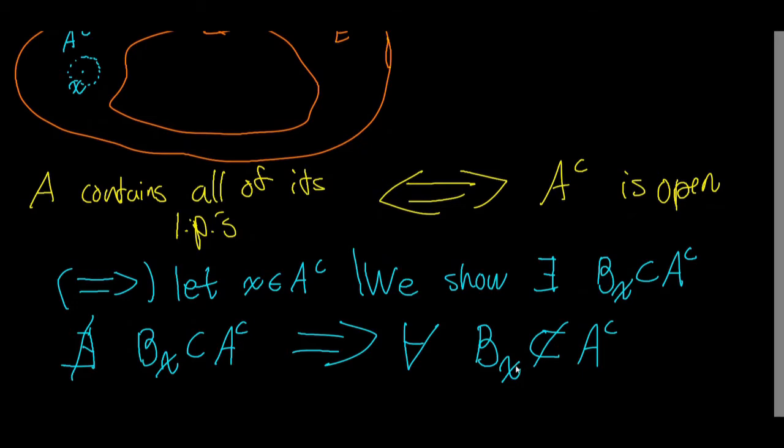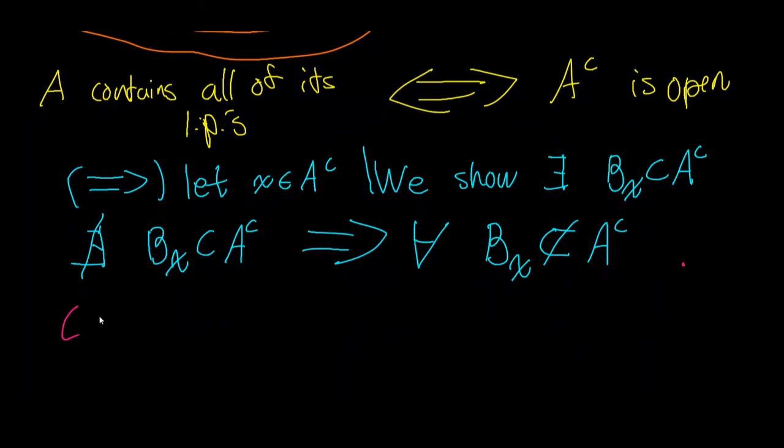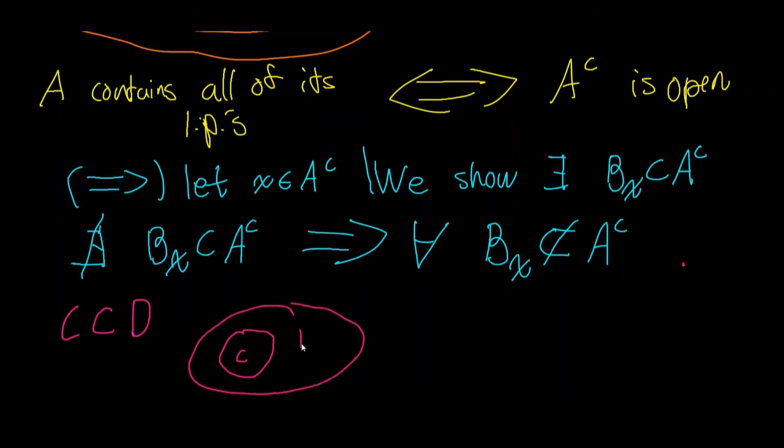Well, what does it mean, though, for some set B sub x to not be a subset of another set, the complement of A? Well, let's first think about what it means for some set, say, C, to be a subset of another set, say, D. Well, that means that C is entirely contained in D. That is to say, every point in C is also in D.